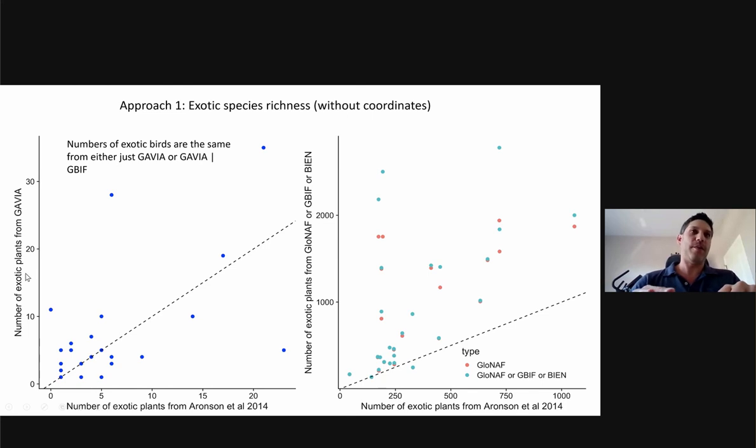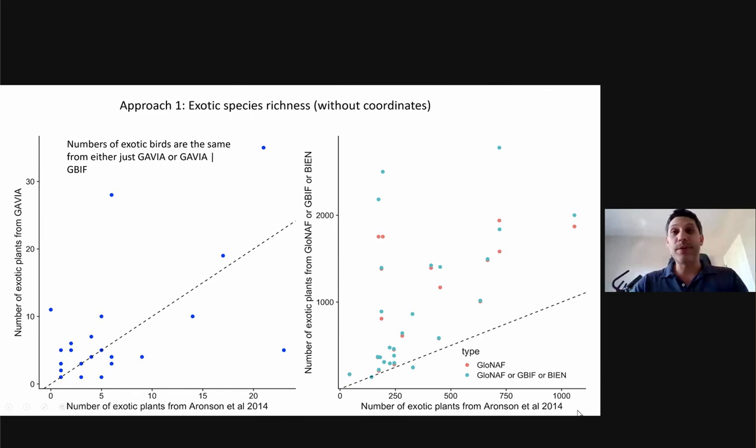And so this is how, when we just pull from the overlap from our first, less conservative approach, it compares to the number of exotic birds from Aronson et al. And so we can see here at species poor cities, we kind of end up on both sides of the 1-to-1 line, and same here at more species rich cities. When we look at plants here, we can see most of our points are above the 1-to-1 line. Here with the data from Aronson et al.